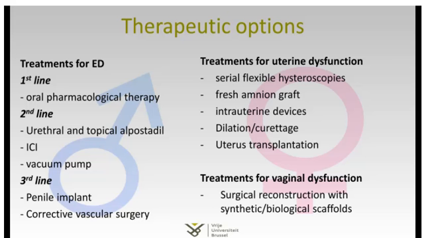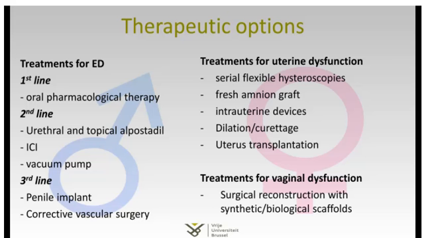This therapy does not work on all patients, so if it doesn't work, we have to go to more aggressive treatments. These can go from different drugs, such as alprostadil, to intracavernosal injections and vacuum pumps. The third line of medication includes very aggressive treatments such as penile implants or corrective vascular surgery. Also for uterine and vaginal dysfunction, there are already many different therapies available, and normally they include surgery.